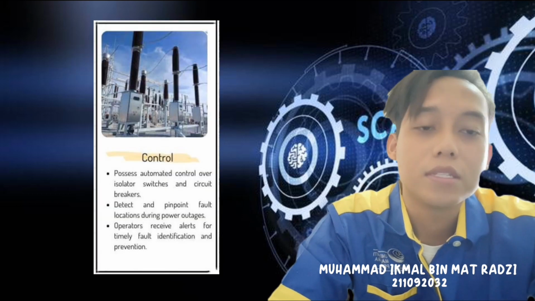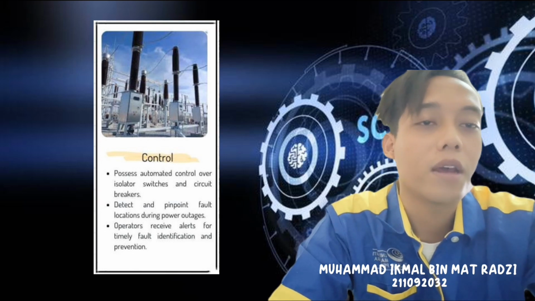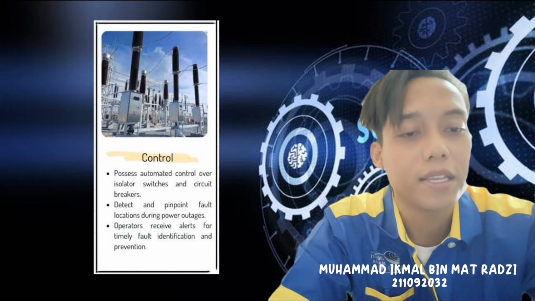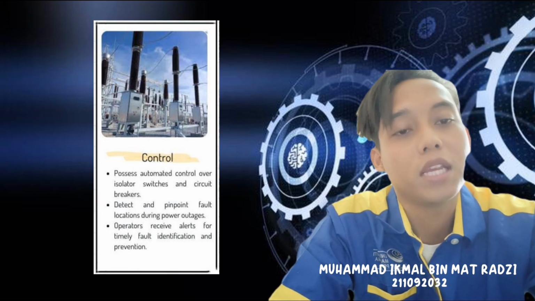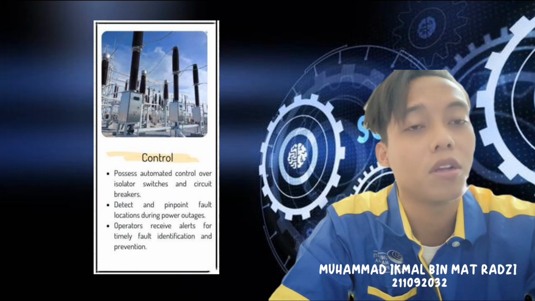Next one is control. Control in the SCADA system can automatically operate isolation switches and circuit breakers. In the event of any power outage, the SCADA system can detect the exact location of the fault and alert the operators to identify and prevent it from happening.